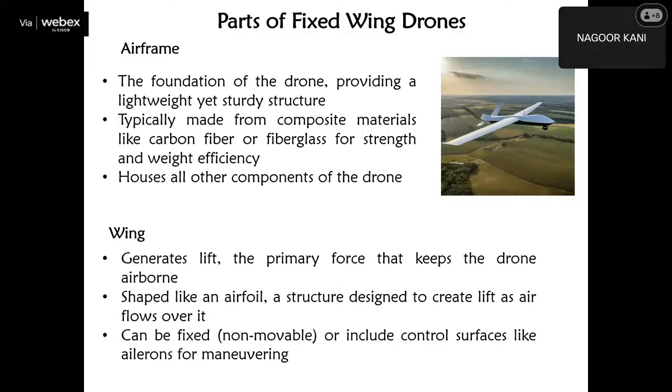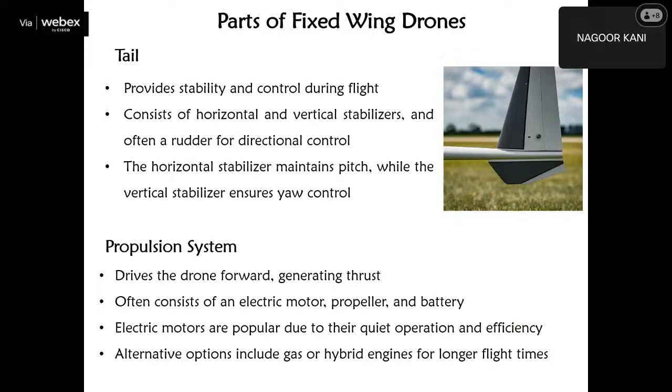The wing generates lift. It is the primary force that keeps the drone airborne. In the wings, the ailerons are there, and using that we can do other maneuvers. The tail, I explained already. It has a rudder and stabilizers to control the pitch and yaw. So the tail operation will do that. Using that we can create stability during flights, and we can control the direction.